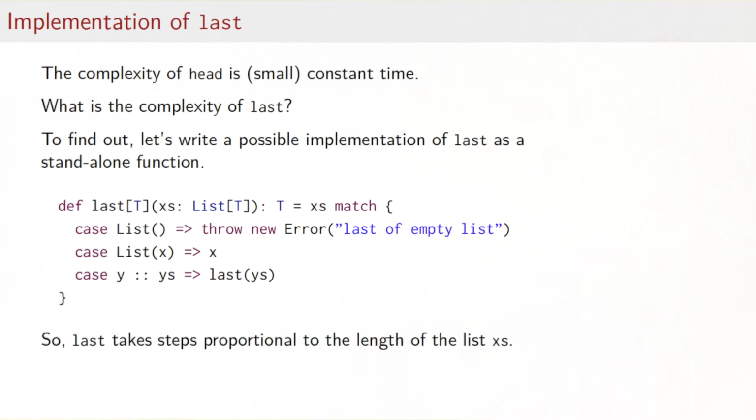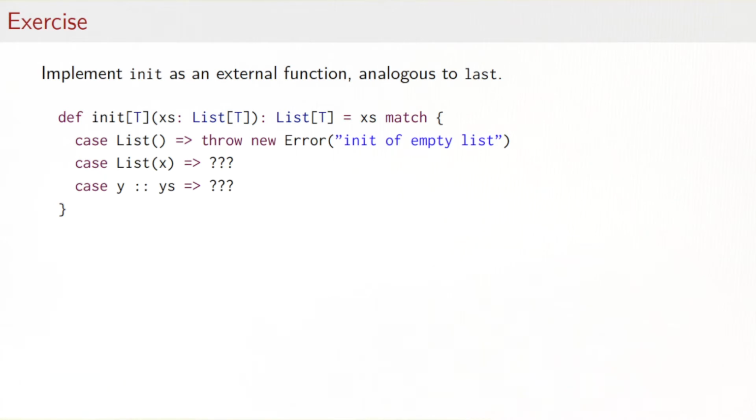So we see by looking at this implementation that last takes a number of steps that's proportional to the length of xs. We need to take one recursion for each element in the list here. Let's do the same as an exercise with init.